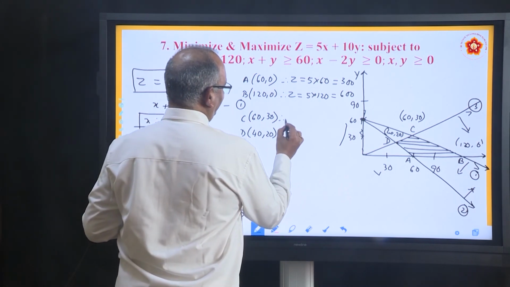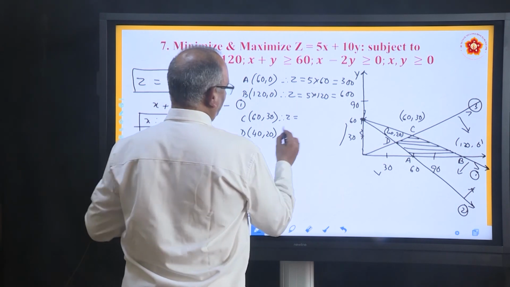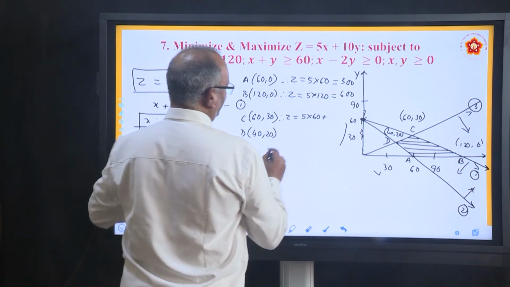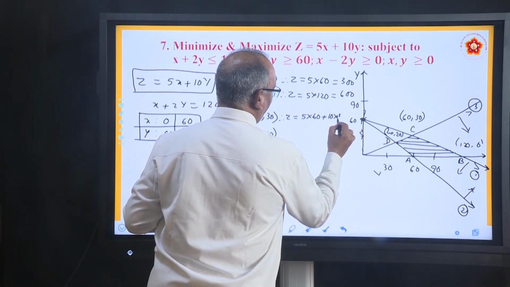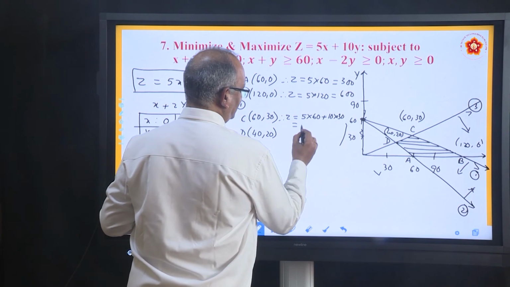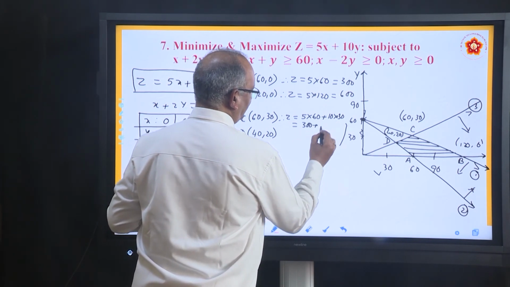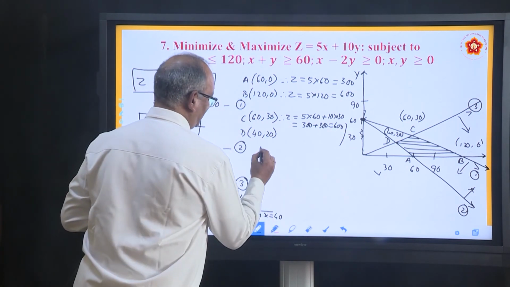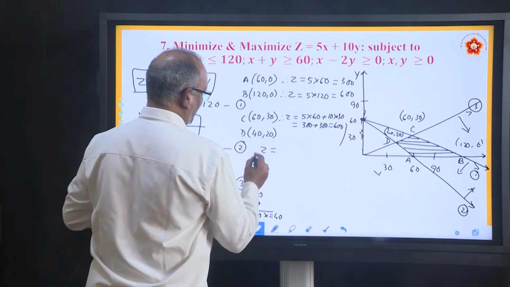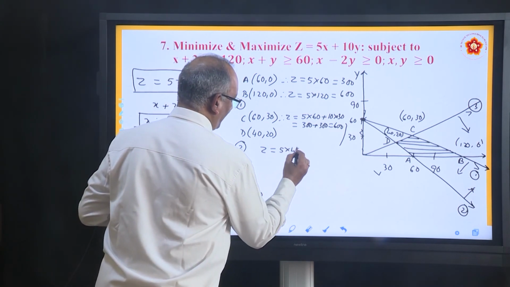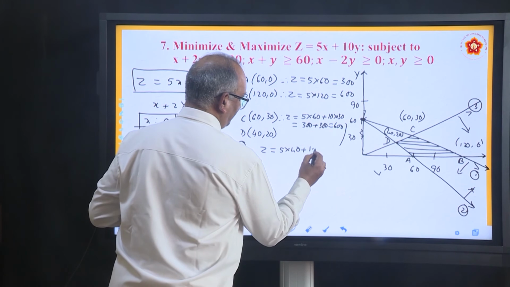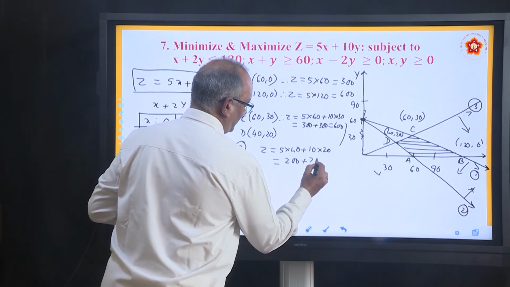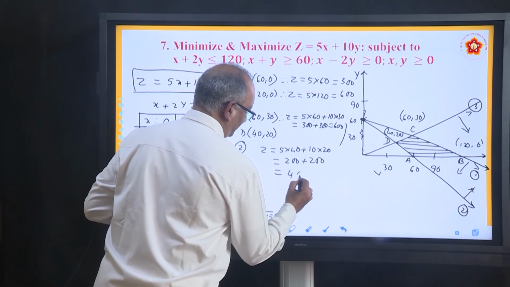In this case, what is Z? Z equal to 5 into 60 plus 10 into 30. So how much do you get? 6 5s are 300, plus 300 equal to 600. Come to the last point. What is Z? 5 into 40 plus 10 into 20. So it is 200 plus 200 equal to 400.